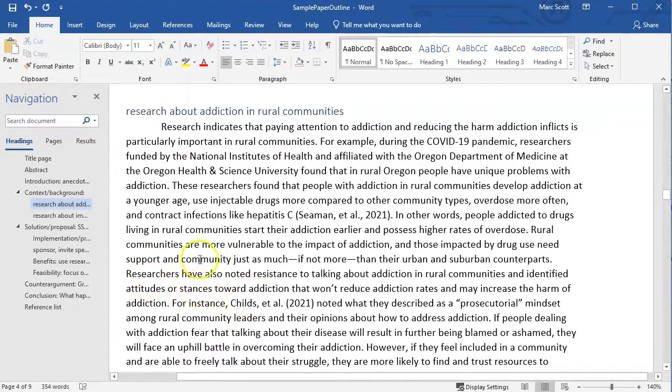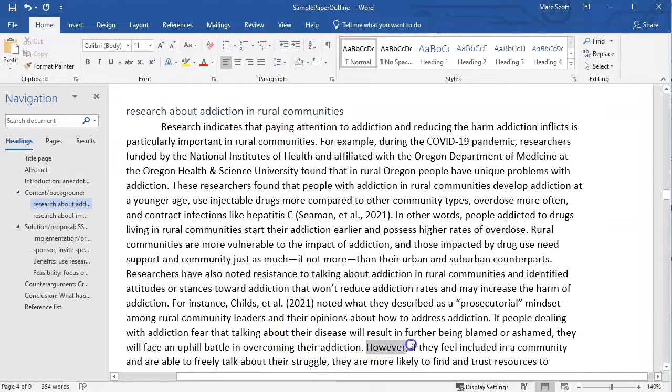Researchers have also noted, so we're talking about addiction here because we got that word there, resistance to talking about addiction in rural communities, and identified attitudes or stances towards addiction that won't reduce addiction rate and may increase the harm of addiction. For instance, child's. So this is going to be an example of this, and we kind of saw that up here with this for example. But this entire sentence, it's all about just explaining how things are related to each other, how this idea is going to be connected to this idea down here.